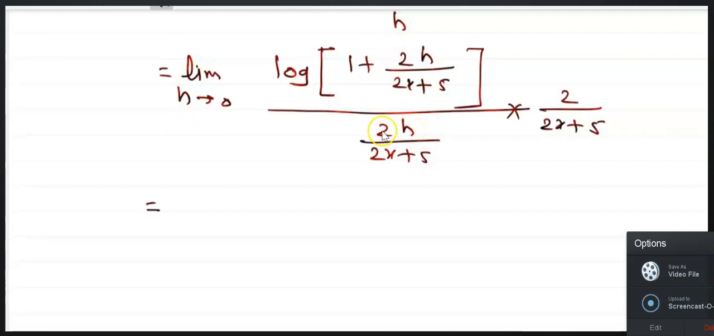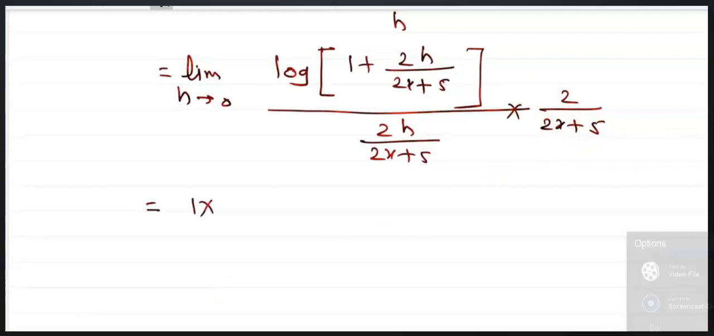To balance these two, we have here a 2. To balance this, it is divided by 2x plus 5. Now the value of this whole limit is 1. That is the standard formula, log of 1 plus x upon x. In that form, the value of this limit is 1. And you will get 2 upon 2x plus 5. Now see this here.